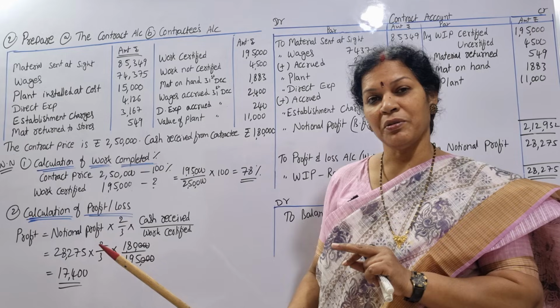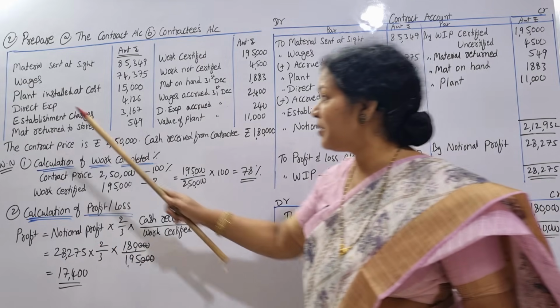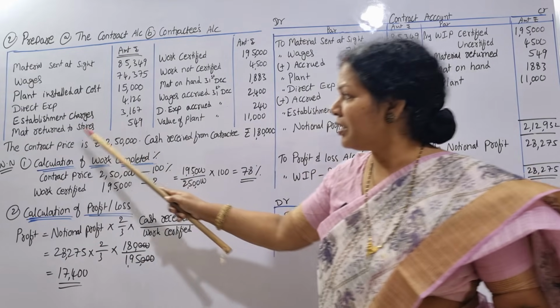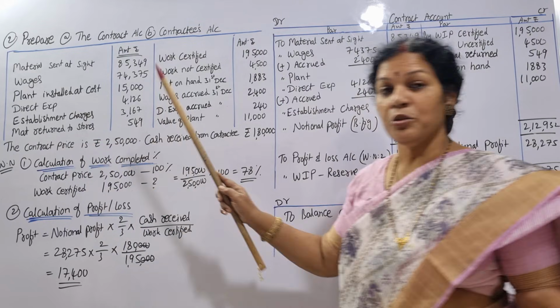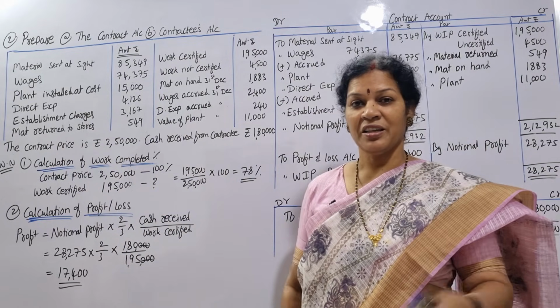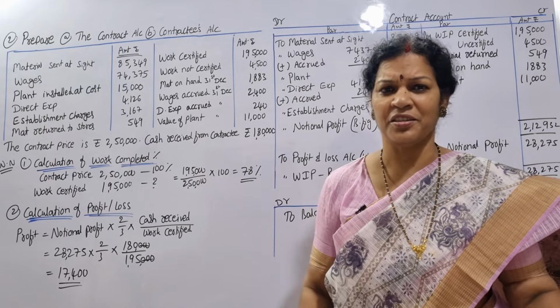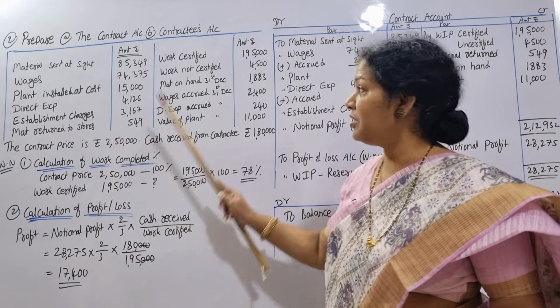Plant installed at cost, when it is installing, debit side. Closing balance of plant comes on the credit side. Direct expenses, debit side. Establishment expenses, debit side. And material returned to stores, when returned, credit side, just like sales returns. So this comes on the credit side.